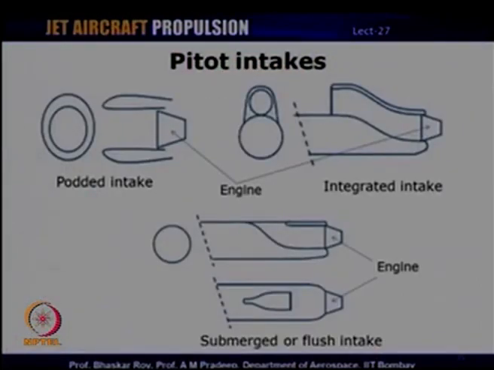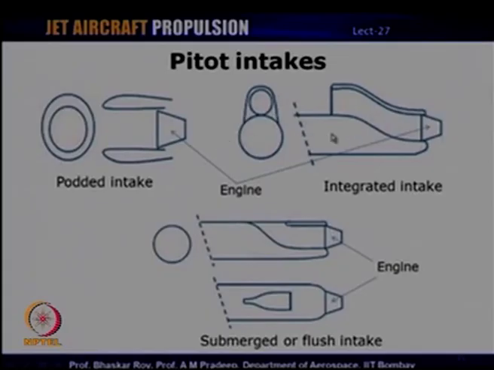So, the first one that is shown here is a podded intake, the one which is used in most of the civil aircraft and some of the military transport aircraft. And a podded intake, as you can see, consists of a nacelle within which the engine is housed, and there is a thick leading edge, and this is the lip of the intake, and this is where the engine begins. So, this engine is housed within the nacelle, and you can see that this is an axisymmetric type of intake.